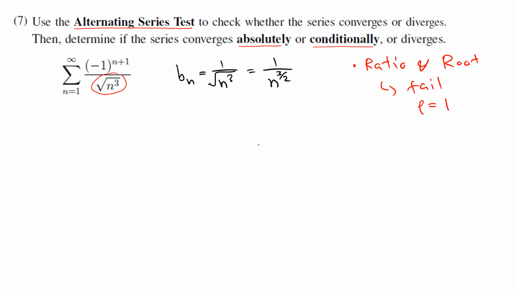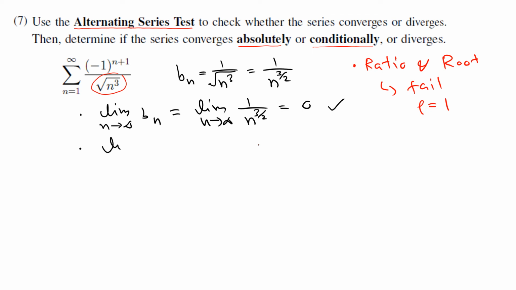So we can notice a few things. What do we notice? We can notice that the limit as n goes to infinity, here the index is n, of bn, which is the limit as n goes to infinity of 1 over n to the 3 halves, has n only in the denominator, so it is 0. That's the first condition satisfied.